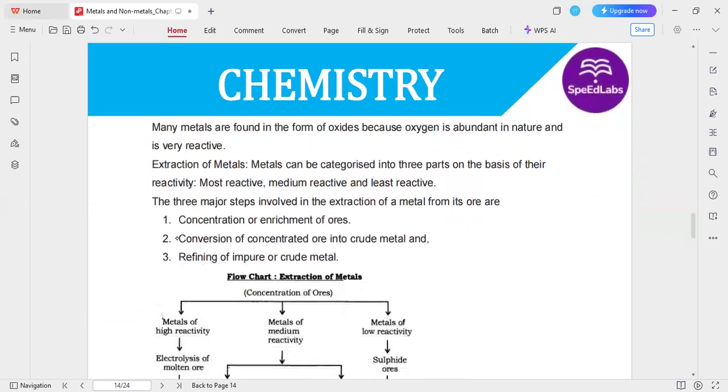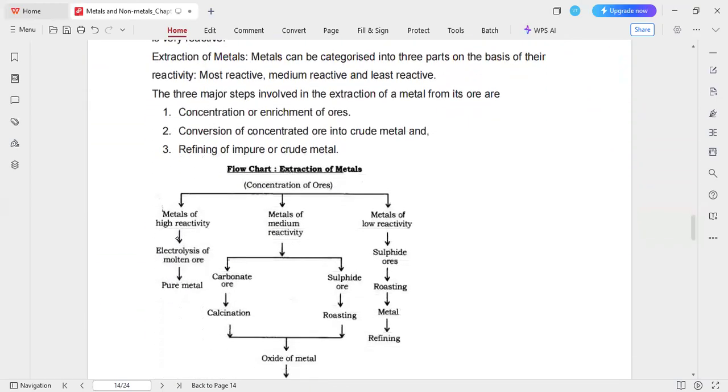Now let's talk about the flow chart. See, children, to get the metal from the ore, we follow a method. First is concentration of ore. Second is conversion of concentrated ore into oxide. Third is reduction of metal oxide into metal, and fourth is refining of metal.